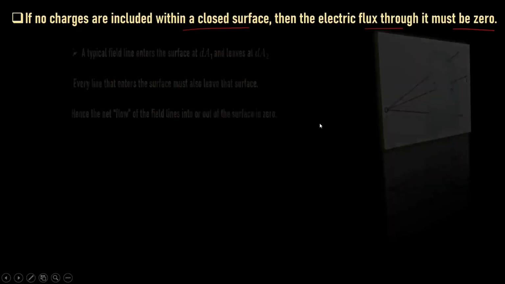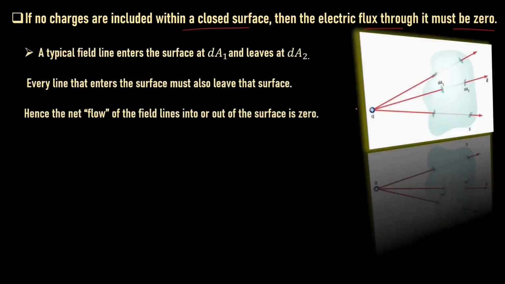Now, the next type of question: if no charges are included within a closed surface, then the electric flux through it must be zero. This is another conceptual type of question. If no charge is present within the closed surface, then the flux must be zero. Now let us depict this situation. Here, if a plus q charge is situated in space and we have an enclosed surface at some distance from it, this source charge q will emerge its own field lines in the space, and they will be crossing the given surface.